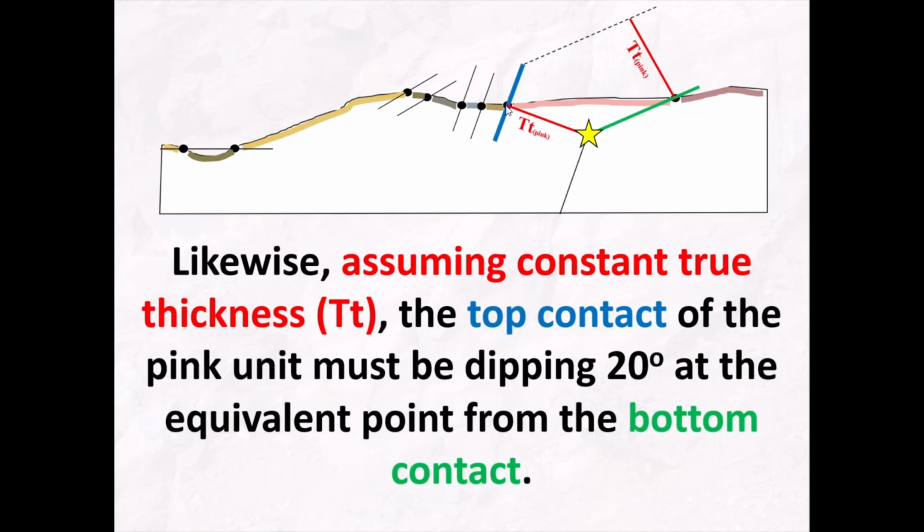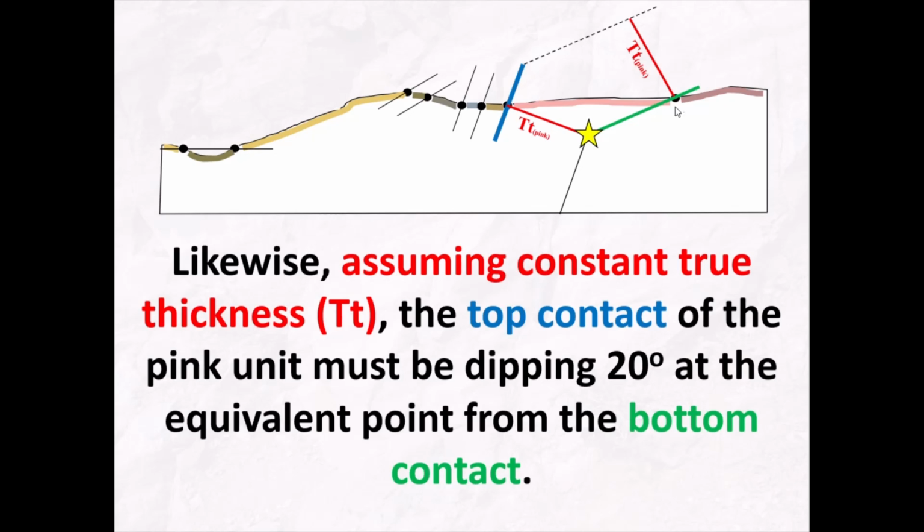Now that thickness there, I can use as a proxy for my true thickness measurement for the pink unit. So I can measure this length, and this pink bed must be that thickness everywhere. So what I can do is go to my bottom contact and measure that same thickness that I've just derived here. I can measure a line perpendicular from the contact, that same length, and in order for this rock to maintain stratigraphic thickness, I'd have to dot in my contact thusly.